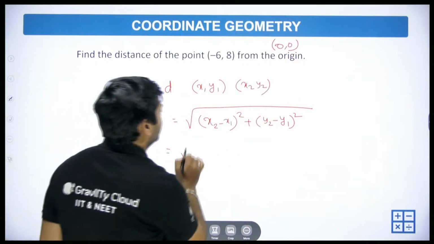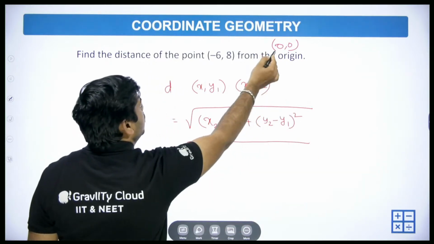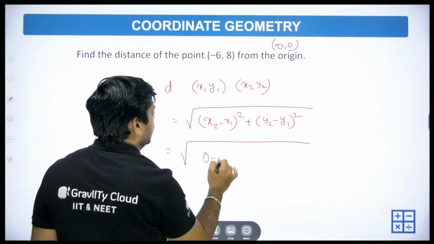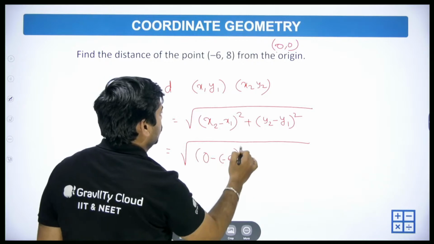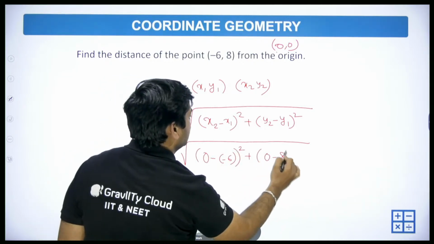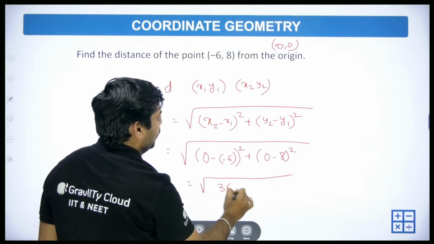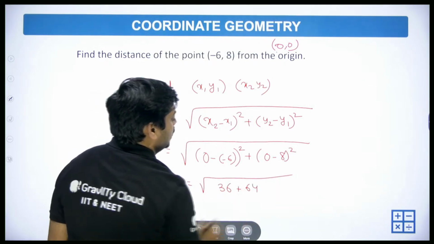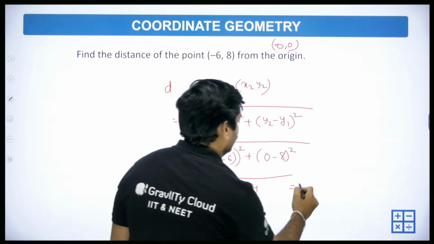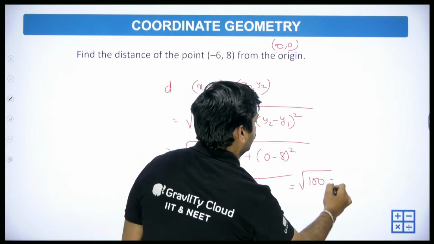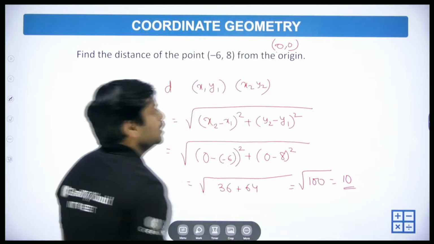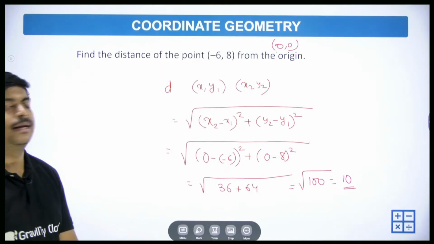That is root over (0 minus of minus 6) whole square plus (0 minus 8) whole square. So minus of minus 6 square is 36, plus 8 square is 64. 36 plus 64 will give you root over 100, and root over 100 is 10 units. Okay, so that is the distance between these two. Let's try to see the next question.